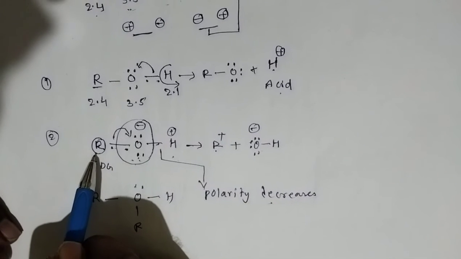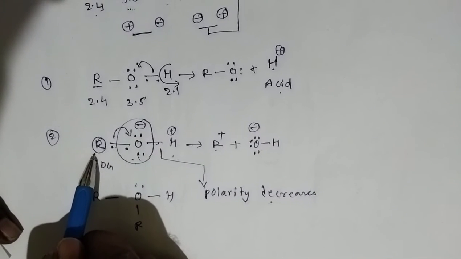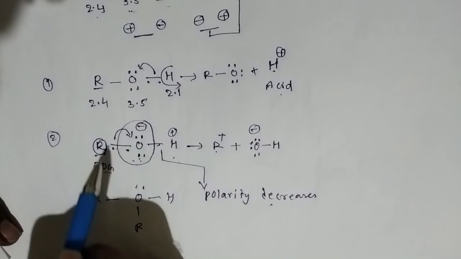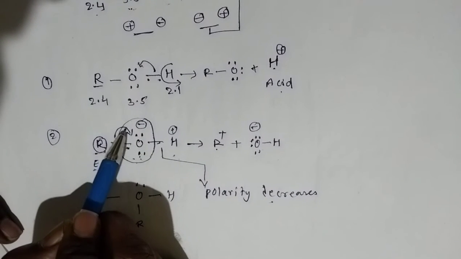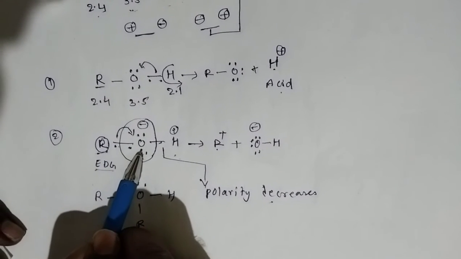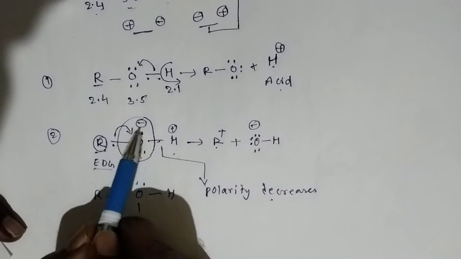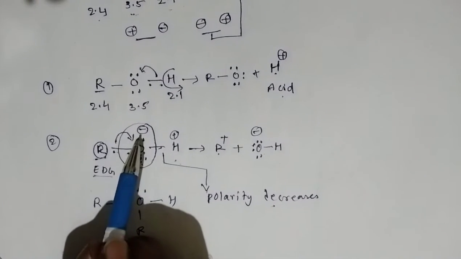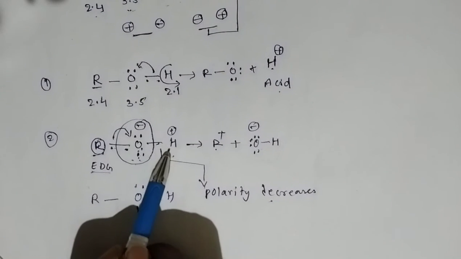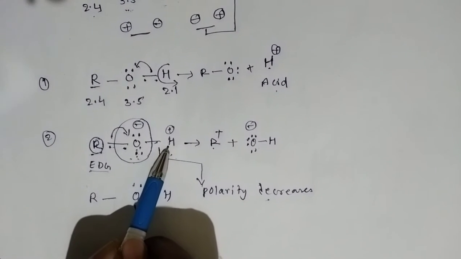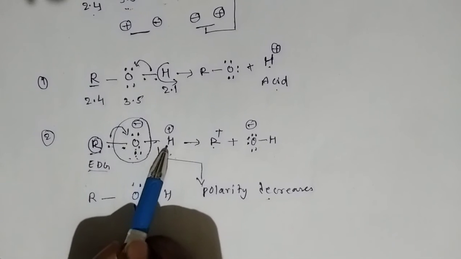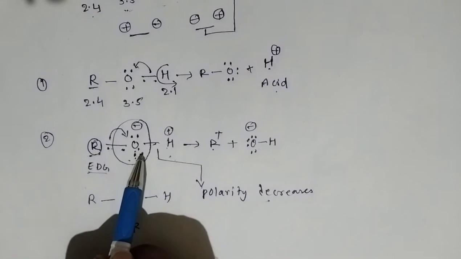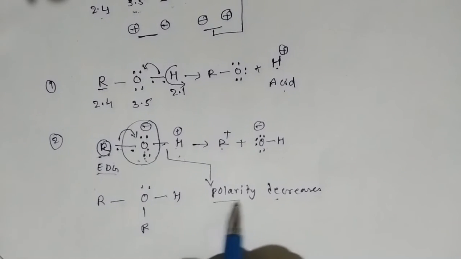Because of the electron donating nature of the alkyl group, the alkyl group donates electrons to the oxygen atom. Then the number of electrons on the oxygen atom increases. As the number of electrons increases, the negative charge also increases, and here hydrogen carries a similar positive charge. So there is a huge gap between the charges. That's why polarity decreases.